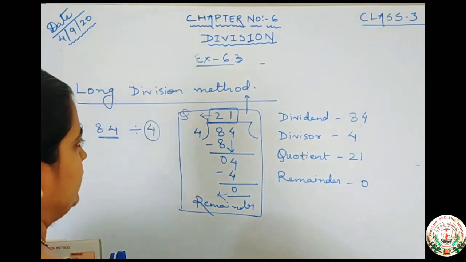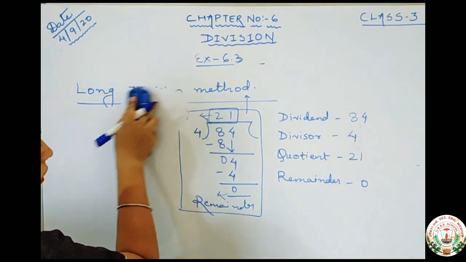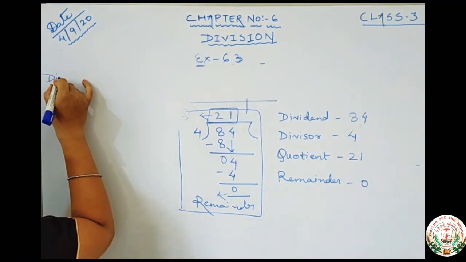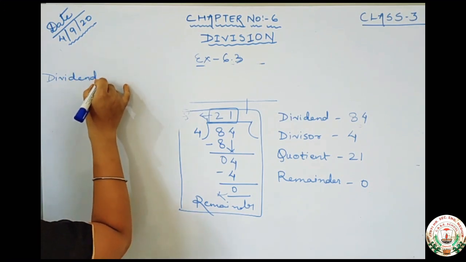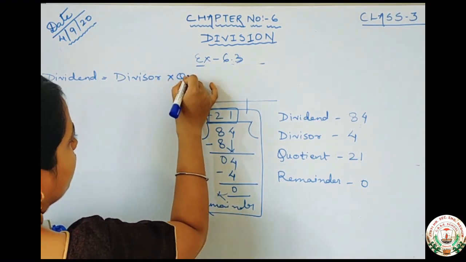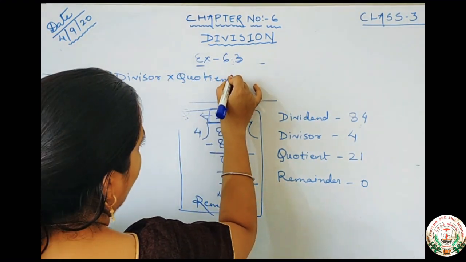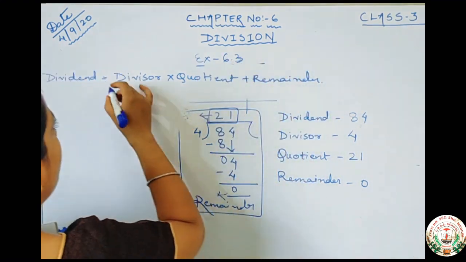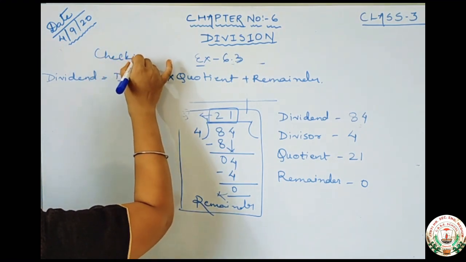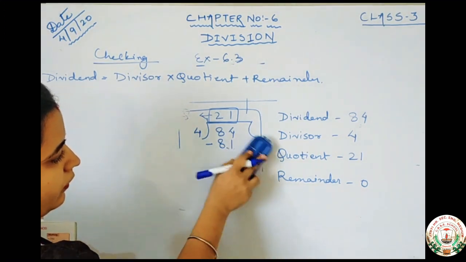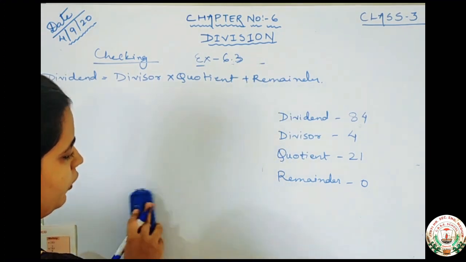Now see how we will check. For checking, one formula is there. Dividend is equal to divisor into quotient plus remainder. Okay, this is the formula for checking. When we are dividing, we have to verify the answer. For verifying, this is the formula. I am rubbing this division part. Okay, we have the details for that question.